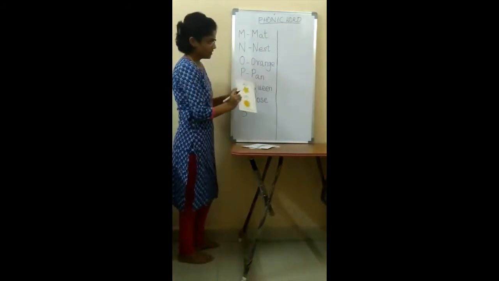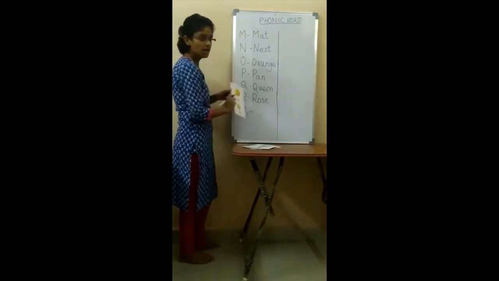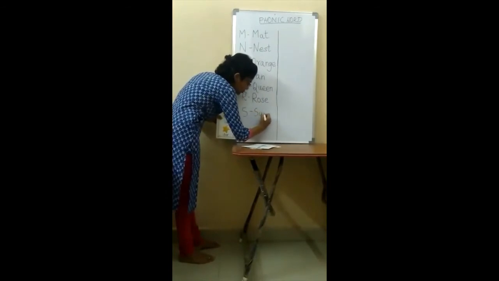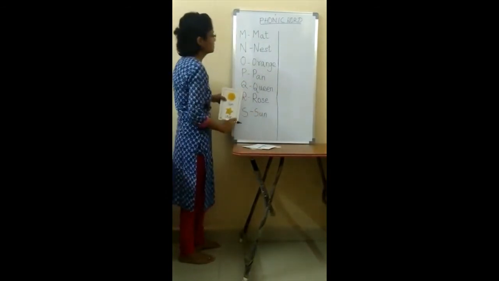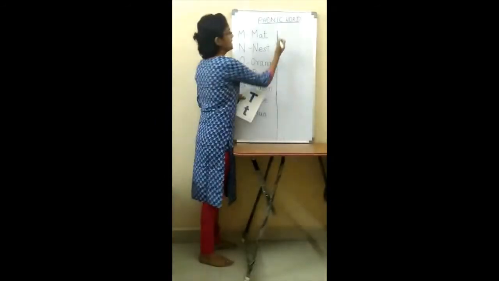S for sun. S U N, sun. So the next letter is T.